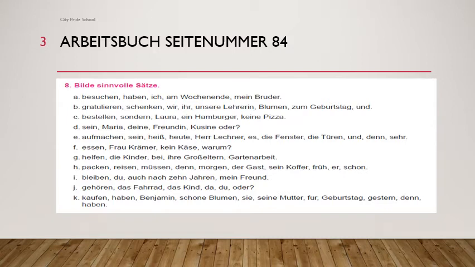Then Aufgabe E. Aufmachen is to open. Sein, his. Heißen, that means to be called as. Heute is today. Herr Lechner is the name. Die Fenster means windows. Die Türen means doors. Then denn. Okay. Denn is because. So this will be a conjunction. You have to use a conjunction. Just keep in mind that when you form the sentence with denn, you have to put the verb at second position. Verb remains as it is in denn also.